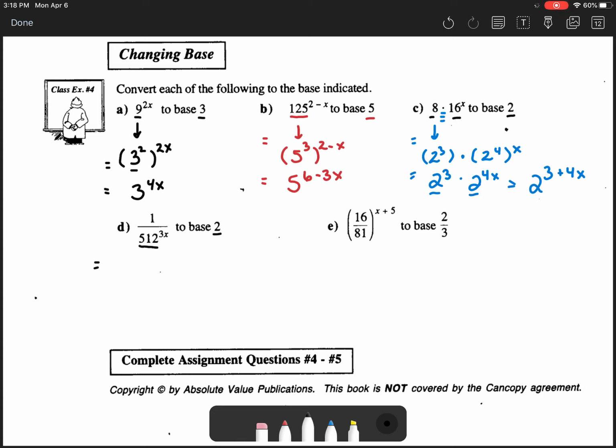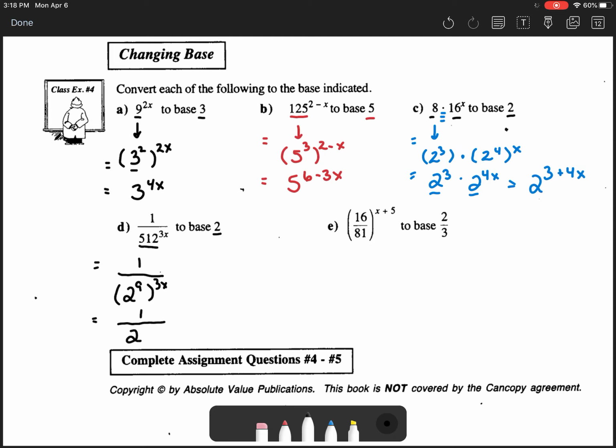In D, okay, I have a big number, 512, in the denominator, and basically I'm going to change that to a power with a base of 2. So this is going to stay as 1 over for right now. 512 is actually 2 to the exponent of 9.